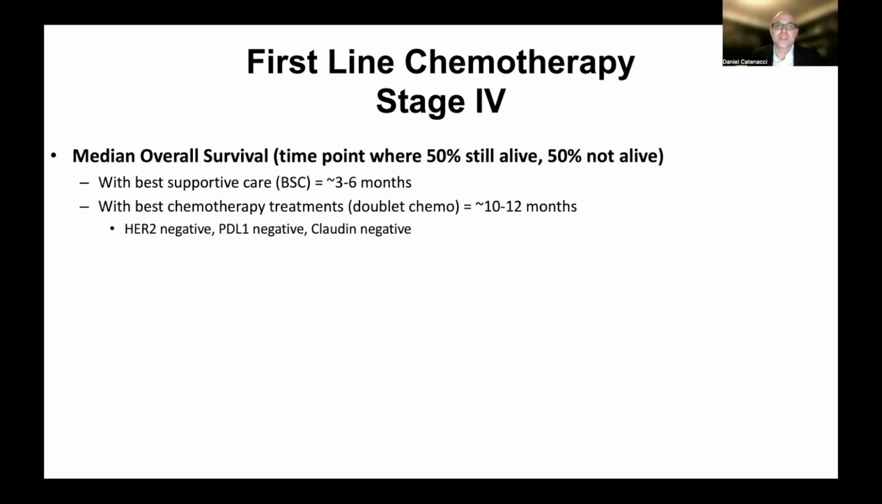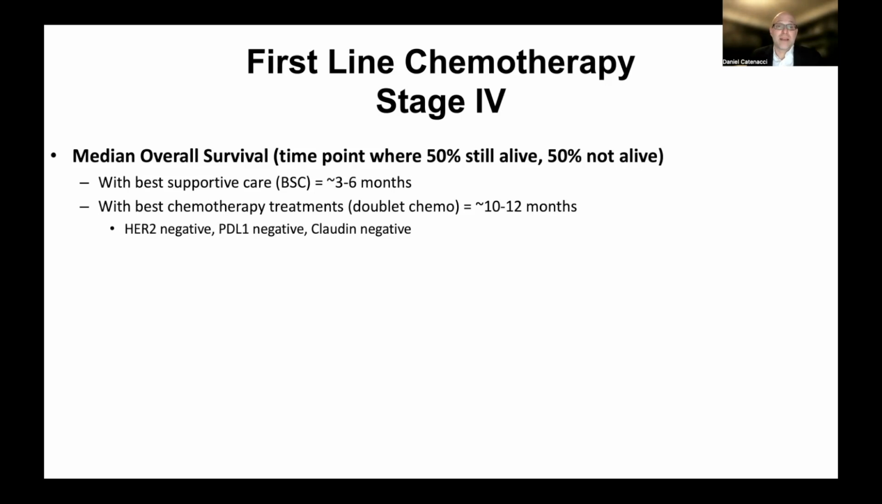So for example, here we see in the first line setting, the first treatment used for newly diagnosed stage 4 or metastatic gastroesophageal cancer, we know historically that with no therapy intended to treat the cancer other than supportive measures, referred to as best supportive care, the median survival times, which as you see there, is not what any individual experiences, but it is an estimate of the time point at which half of the patients are still alive and half the patients are not alive from the time of diagnosis, is about 3 to 6 months, depending on the study and the data set being evaluated.